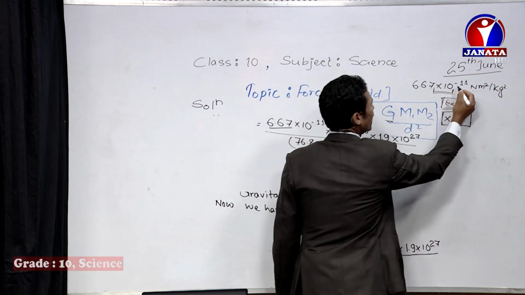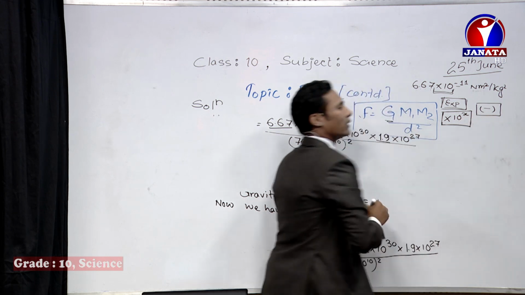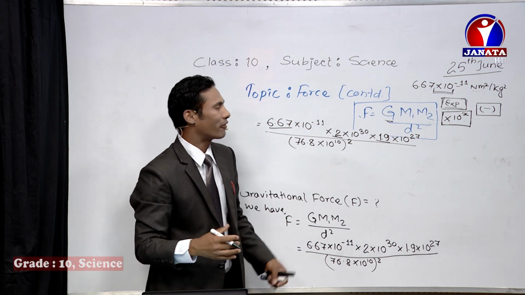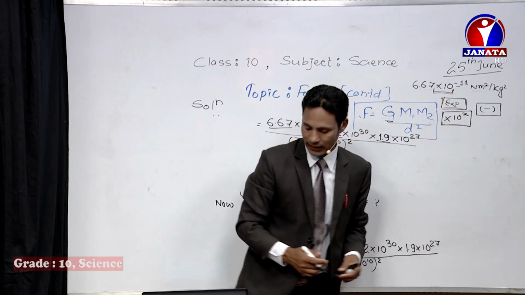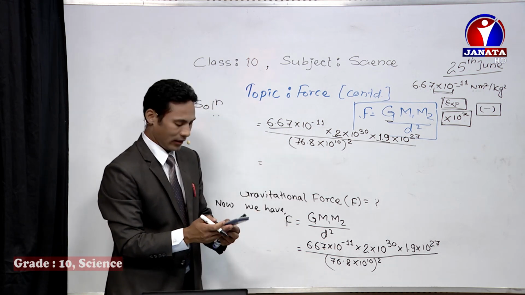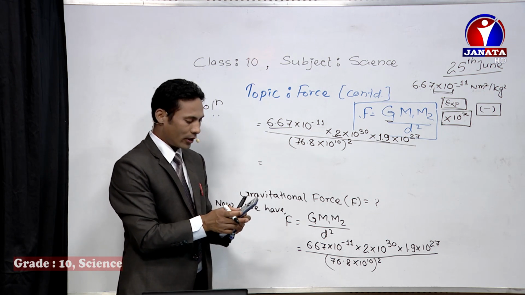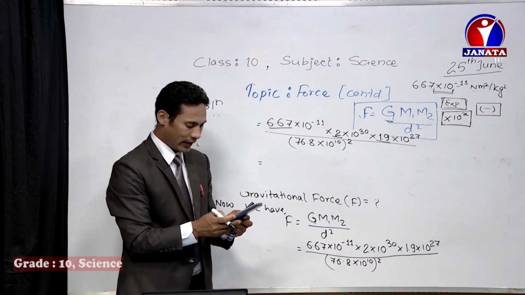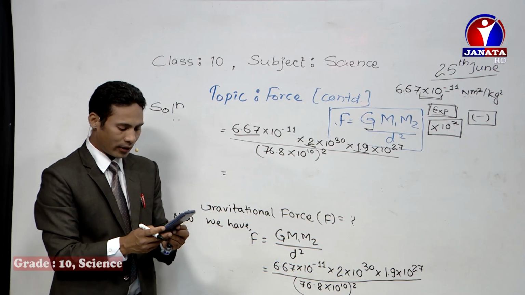And for inserting the minus, there is a special tab in your calculator that we will use. If you use the minus negative sign, that may create problems sometimes. That's why let's use this tab for inserting minus 11. So let's check: 6.67 into 10 to the power minus 11 into 2 into 10 to the power 30 into 1.9 into 10 to the power 27.